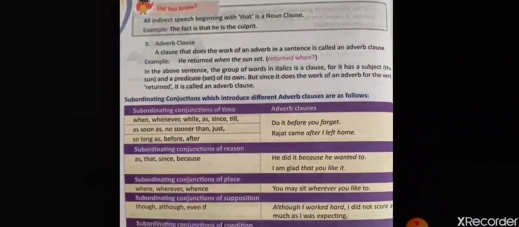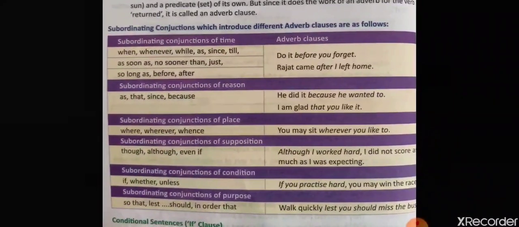So this is a chart of different subordinating conjunctions that also introduce adverb clauses. For example, subordinating conjunctions of time include when, whenever, while, as, since, till, as soon as, no sooner than, just, so long as, before, after. So these are the subordinating conjunctions that can be used in an adverb clause.